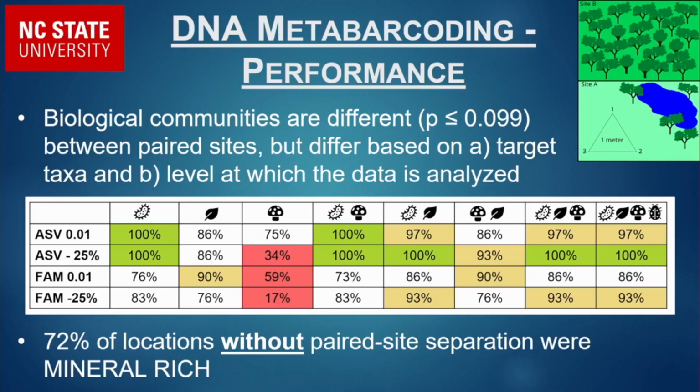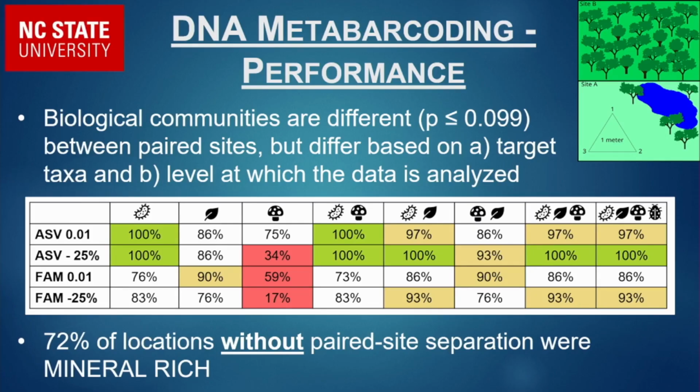So now I'm going to talk about how did the DNA analysis work when it was comparing that A to B. And so what we were able to determine was the biological communities that we recovered using DNA analysis did vary for those A and B at a given location, but it differed based on the target that was used and the level of the data.